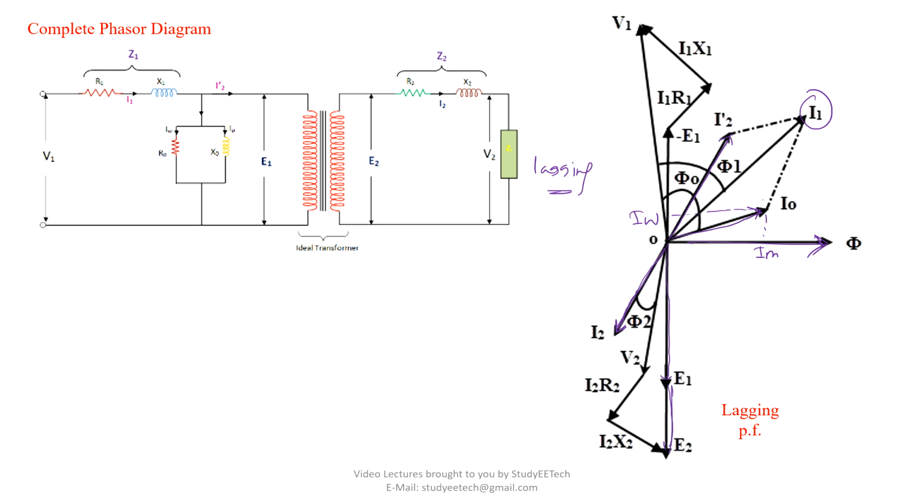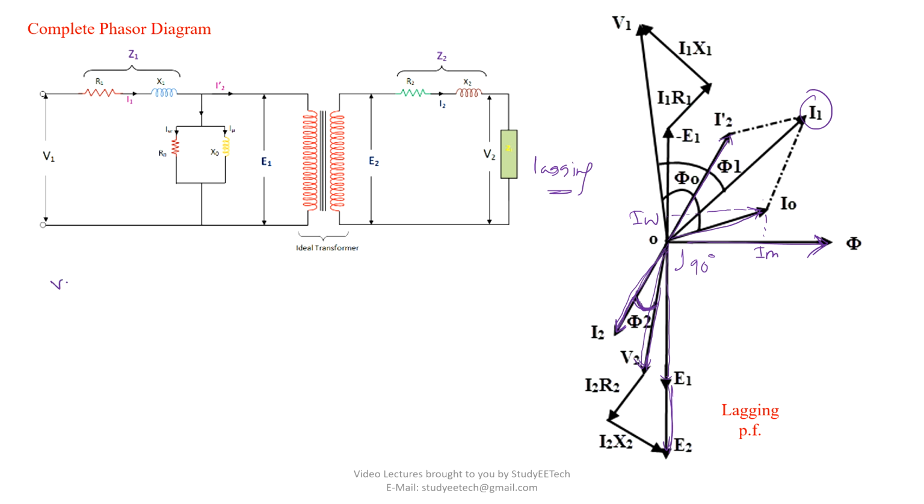Okay, this is E1 and E2. They will be 90-degree phase quadrature to phi. So now we can say if this is your I2, then this will be V2 because we have considered the load to be lagging load. So current is lagging by phi 2. Okay, now this V2, now look here, some KVL equations.